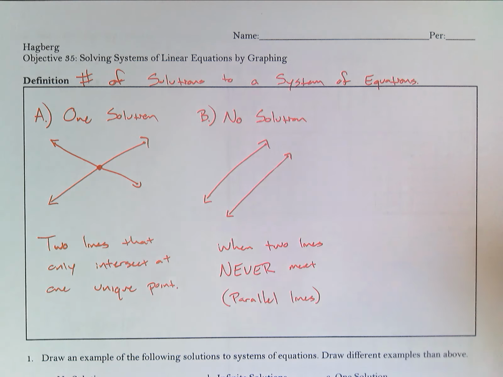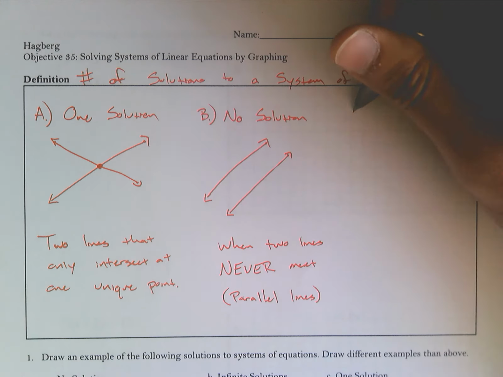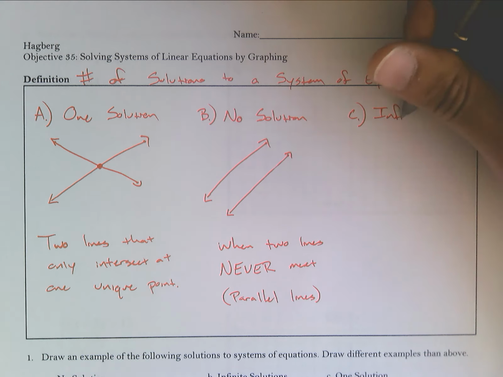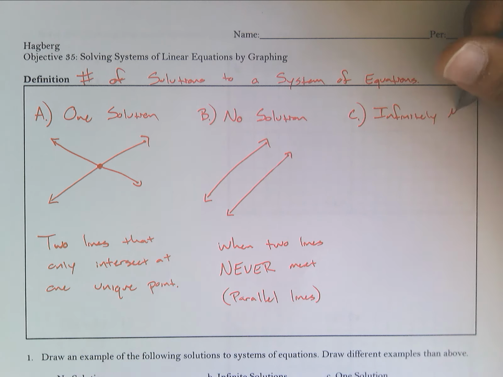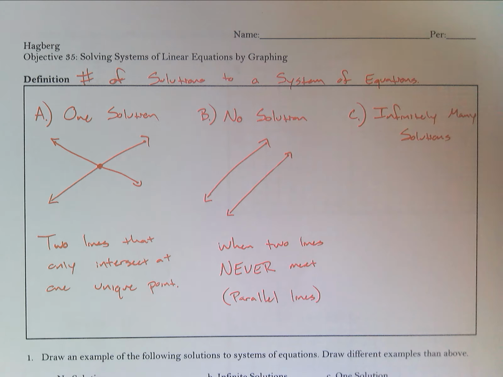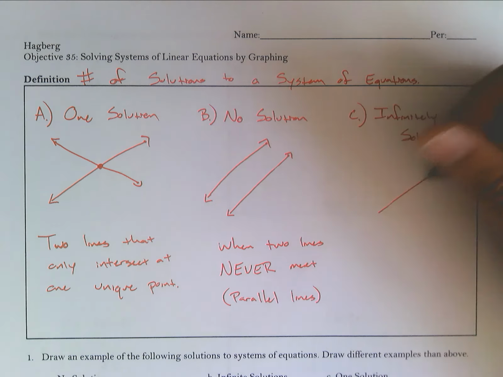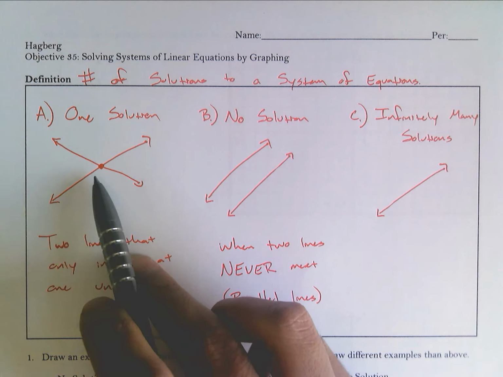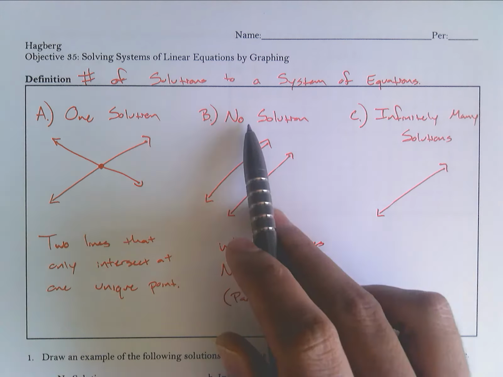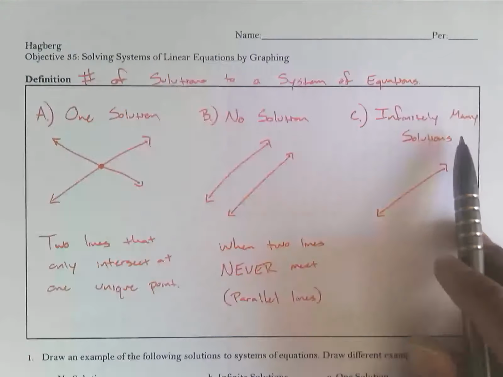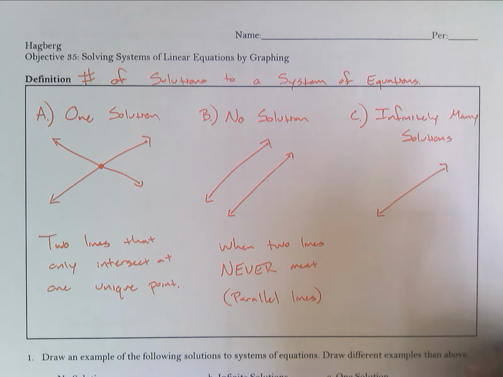All right, so we have one solution, we have no solutions. Our third case is infinitely many solutions. And this one's kind of a weird one. So, of course, we consider our one linear equation. That's where we have this line. If there's one solution, it intersects once. If there's no solution, it doesn't intersect at all. If there's infinitely many solutions, that would mean that it intersects in infinitely many places.